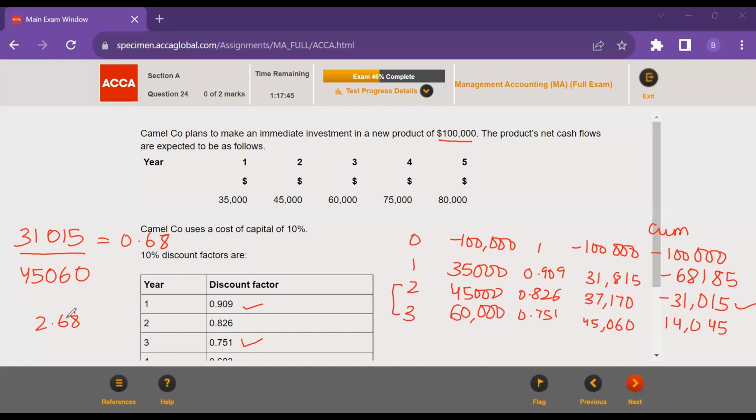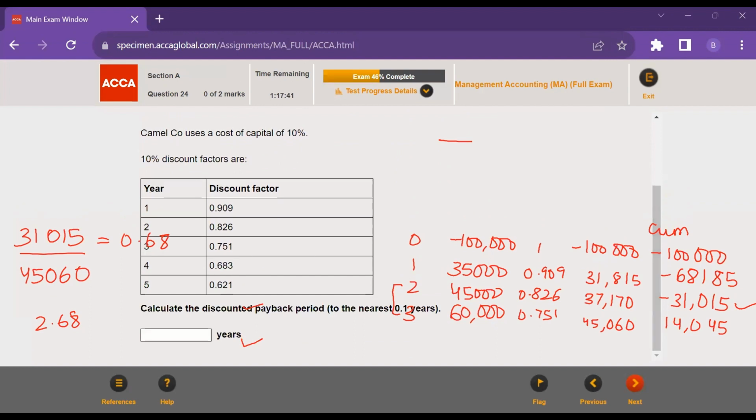Now let's have a look at what the rounding instructions of the question are. We have to round it to the nearest 0.1 years, which means 1 decimal place. So 2.68 will become 2.7.